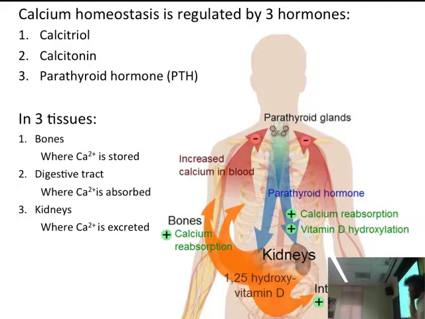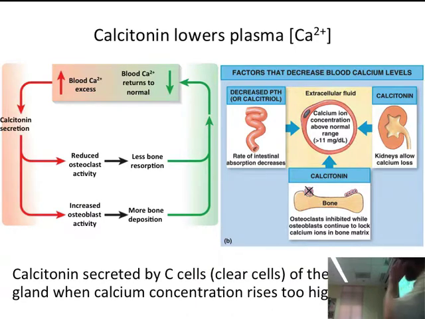Here, that's a schematic diagram. I'm going to go to a little bit better diagram. We'll start one at a time, going through the 3 hormones. Calcitonin. The job of calcitonin is to lower the plasma concentration of calcium. All right? So we have high levels of calcium in the blood. We want to drive those down.